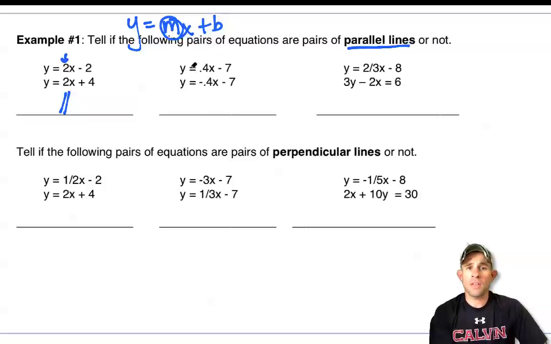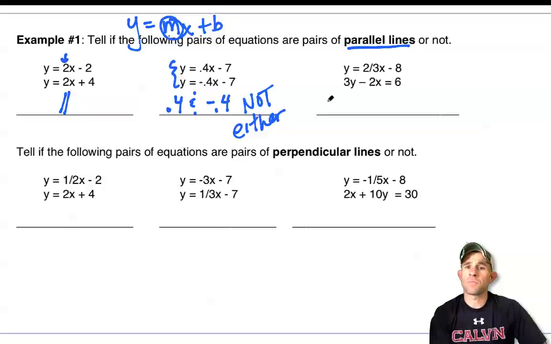In our next set of lines, we have y equals 0.4x minus 7 and y equals negative 0.4x minus 7. So our slopes here are 0.4 and negative 0.4. However, they do have opposite values, but they're not reciprocals, so we have to say that they are not either parallel nor perpendicular. So we'll just say not either.